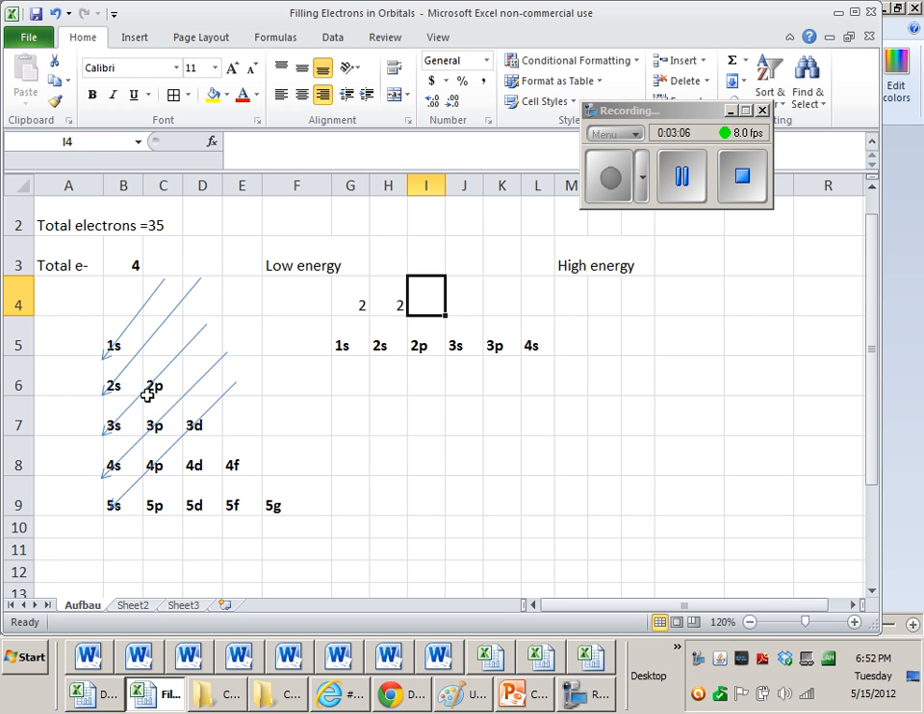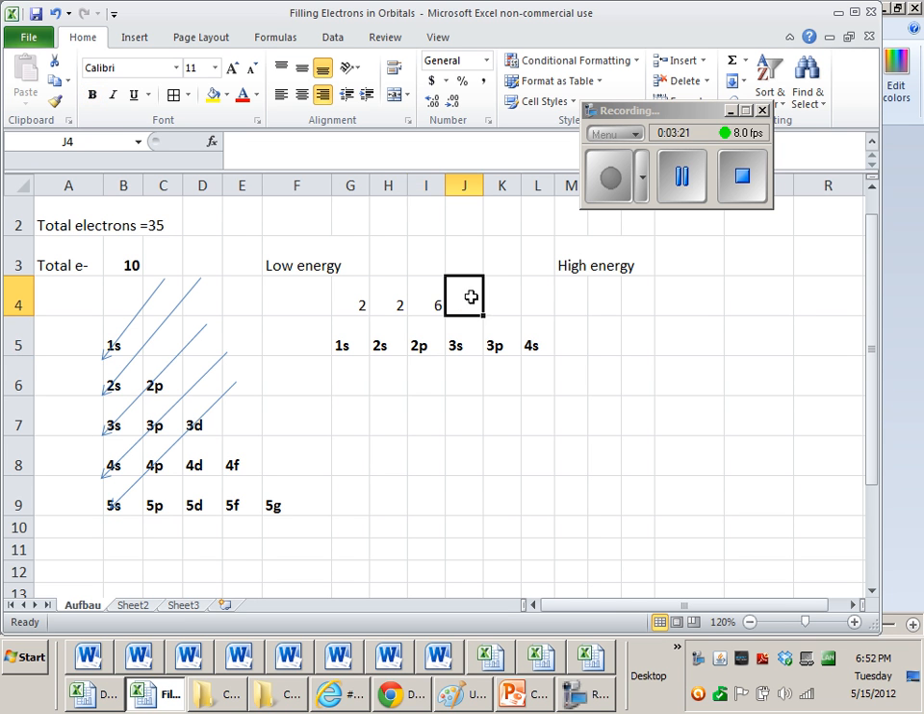It's this 2p. How many electrons max can you fill in the 2p? 3 orbitals, 2 electrons per orbital, so 6. Okay, so I'm going to put 6 in there. We've accounted for 10 electrons. We have to keep going.